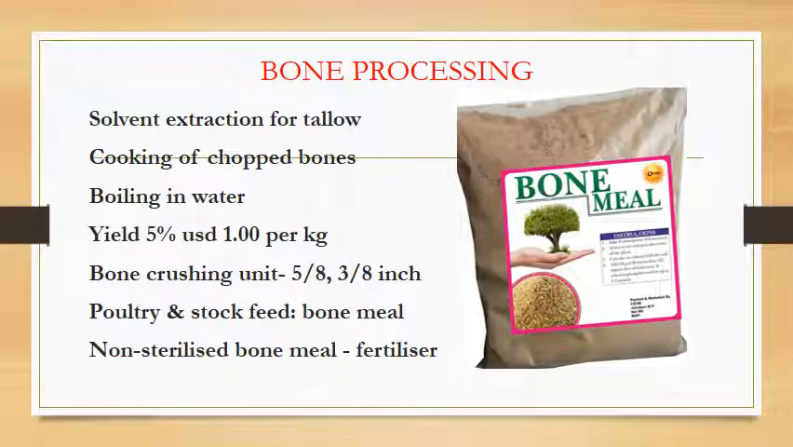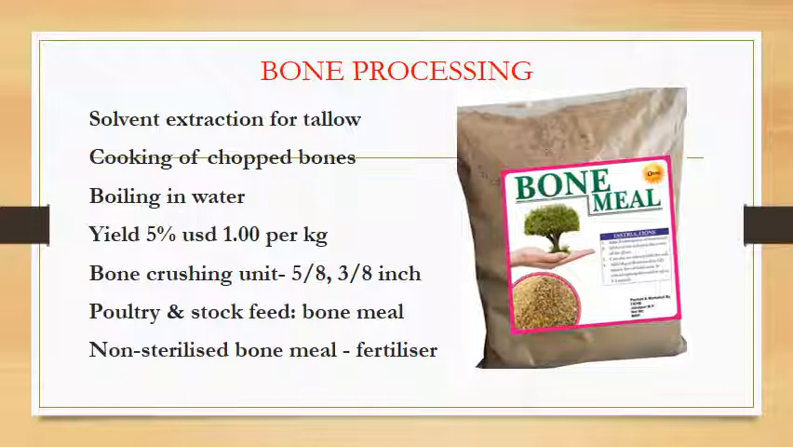Now briefly we will talk about bone processing. It can be done by solvent extraction for making tallow. Even from dry rendering, bone can be processed into bone meal and we can get the fat separated. Sometimes it can be simply cooked and chopped bones, and from that we can make bone meal. Sometimes by boiling in water, we can get about 5% yield and it will be about $1 per kg.